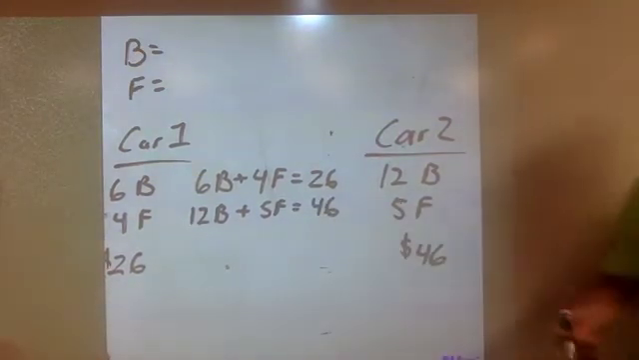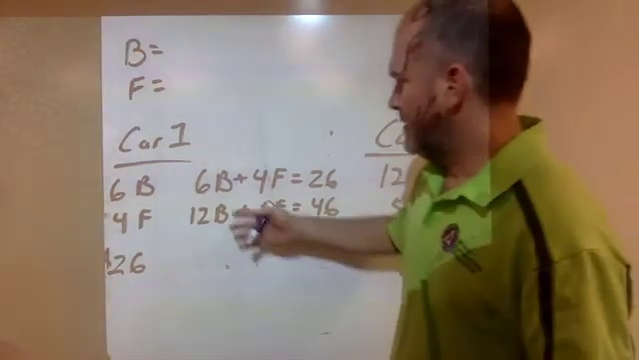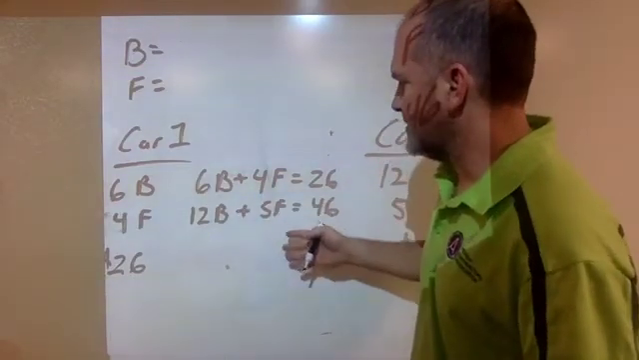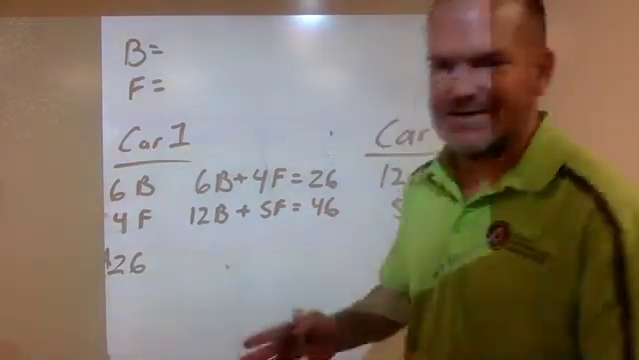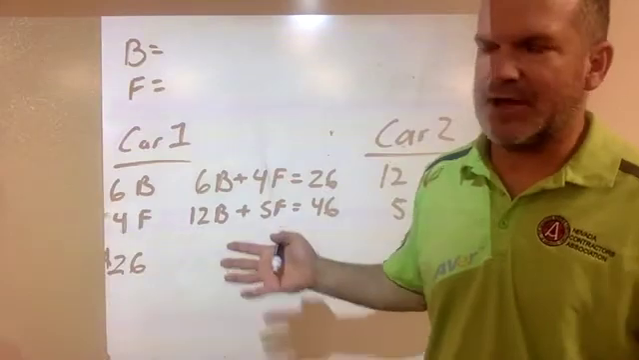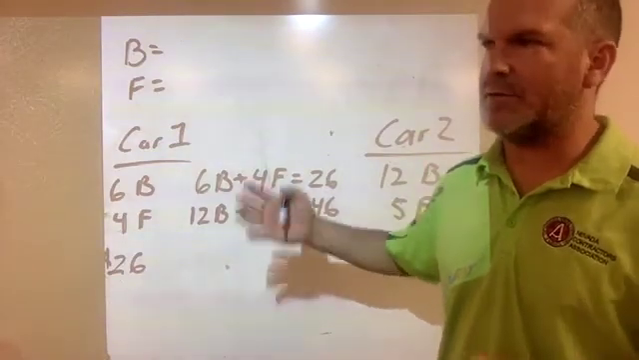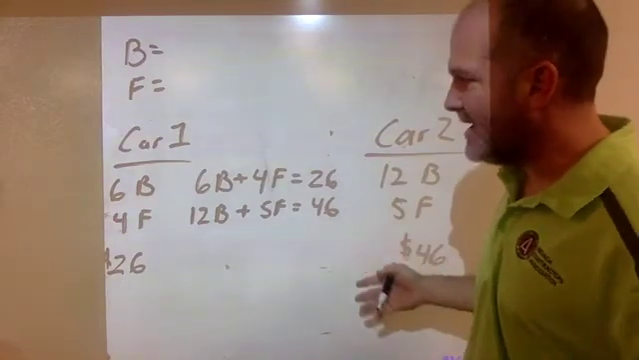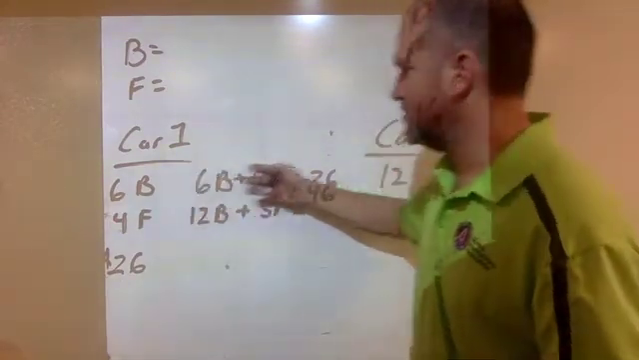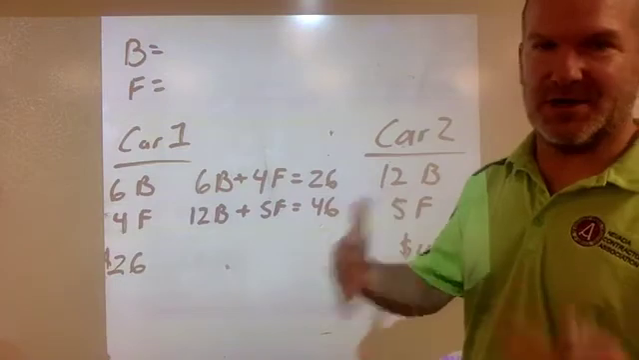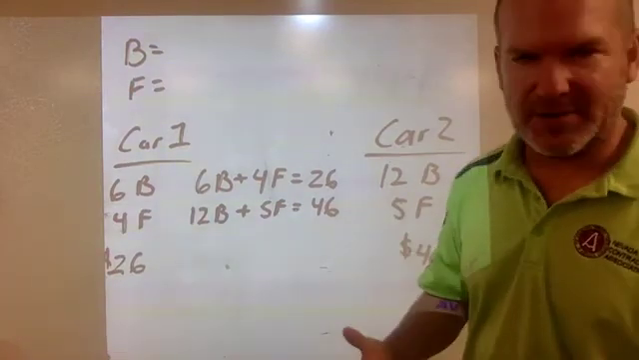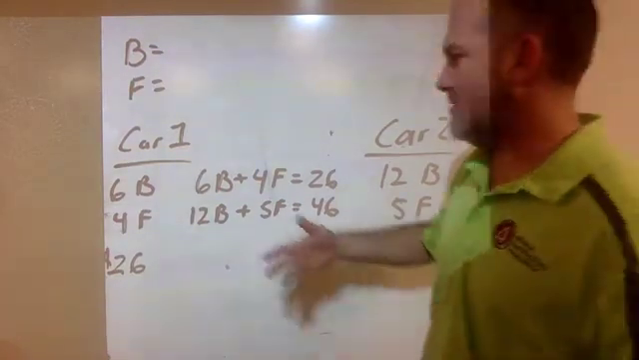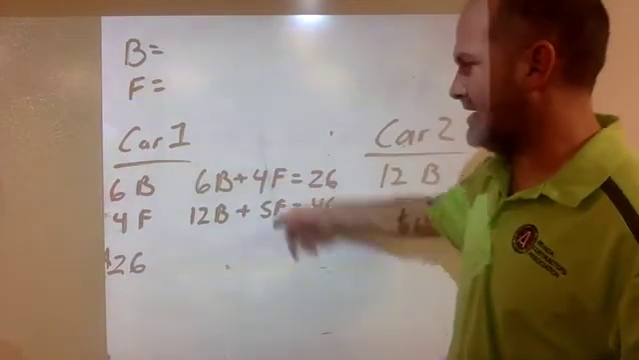Now if we subtract, none of these are going to cancel out, and we're still going to be left with 2 variables, and that doesn't help us. With 2 unknowns, you can't solve the equation. We have to get rid of one of these variables. So to do that, we're going to have to change one of these equations, meaning we're going to have to double that order or triple that order, whatever it takes to get either the burgers to match up or the fries to match up.